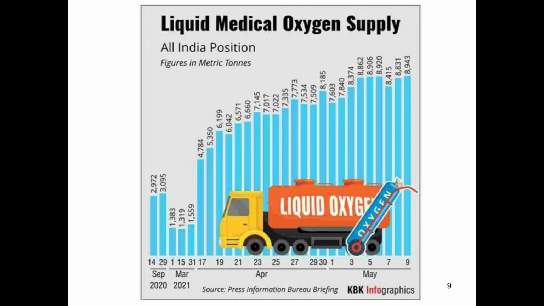Liquid medical oxygen supply. Just see that simply putting the bar diagrams is not able to convey, but once I put this photograph, liquid oxygen, immediately everybody will come to know what this is, how much is the fluctuation. The government is claiming that this much is the production, this much we supplied. So these figures are showing us clearly September 2020, March 2021, then April and then May.